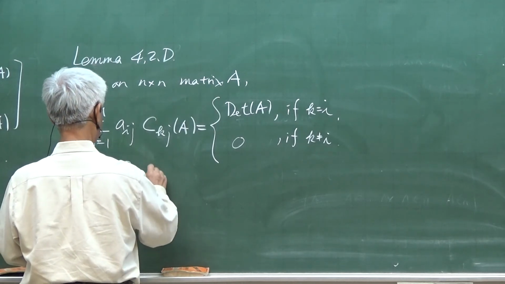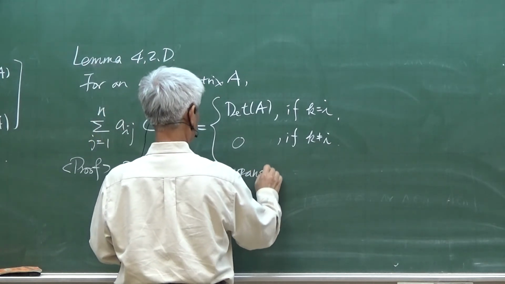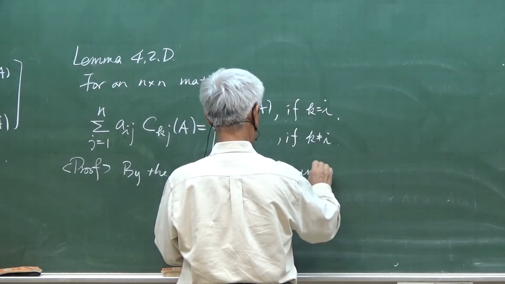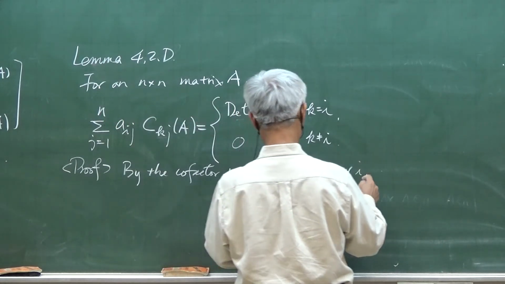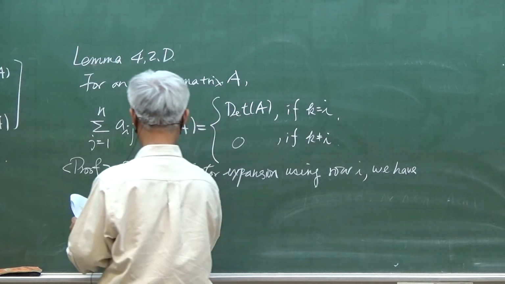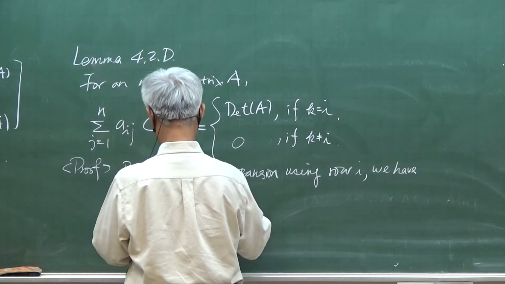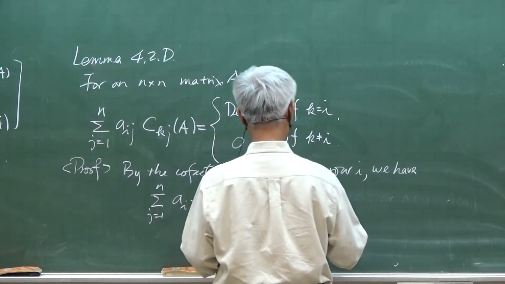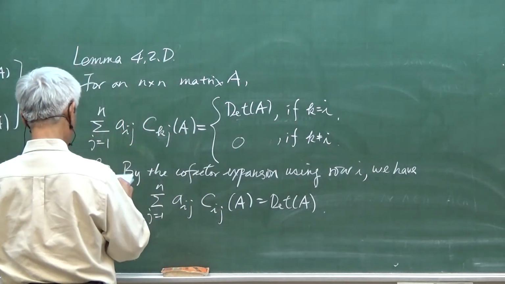By the cofactor expansion using row i, we have the summation over j from 1 to n of a_ij C_ij(A) equal to the determinant of A. So this is true. What about when k is not equal to i? Now we will consider.